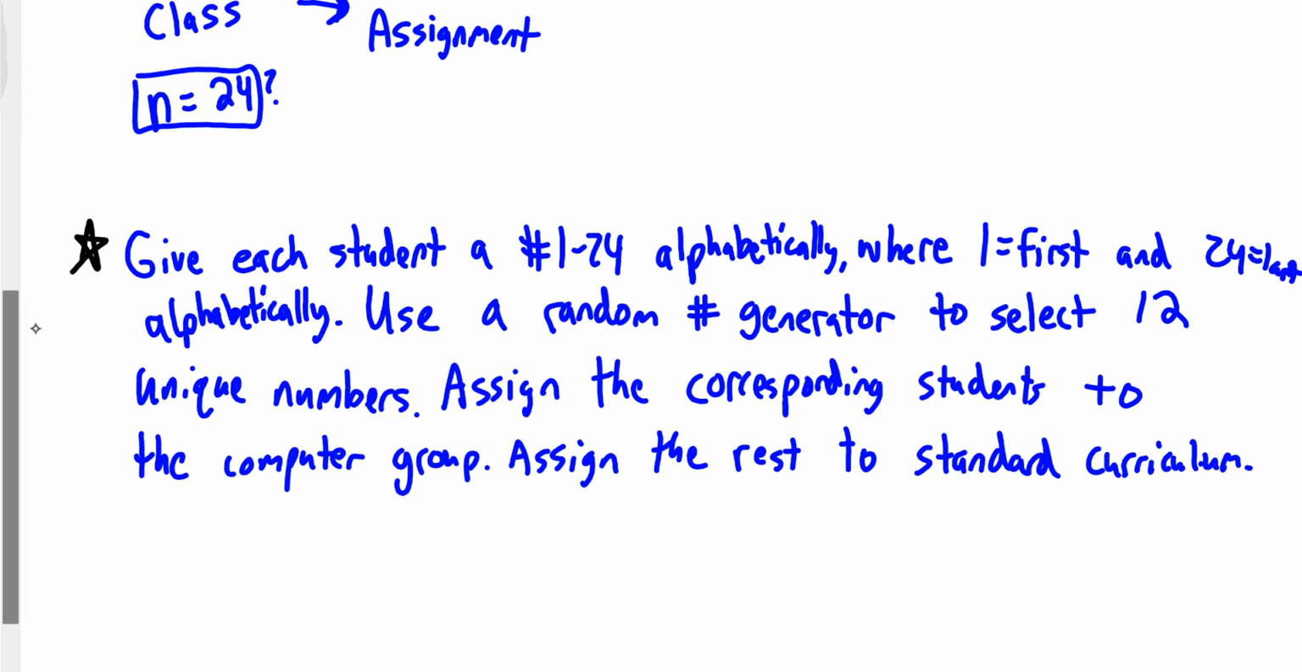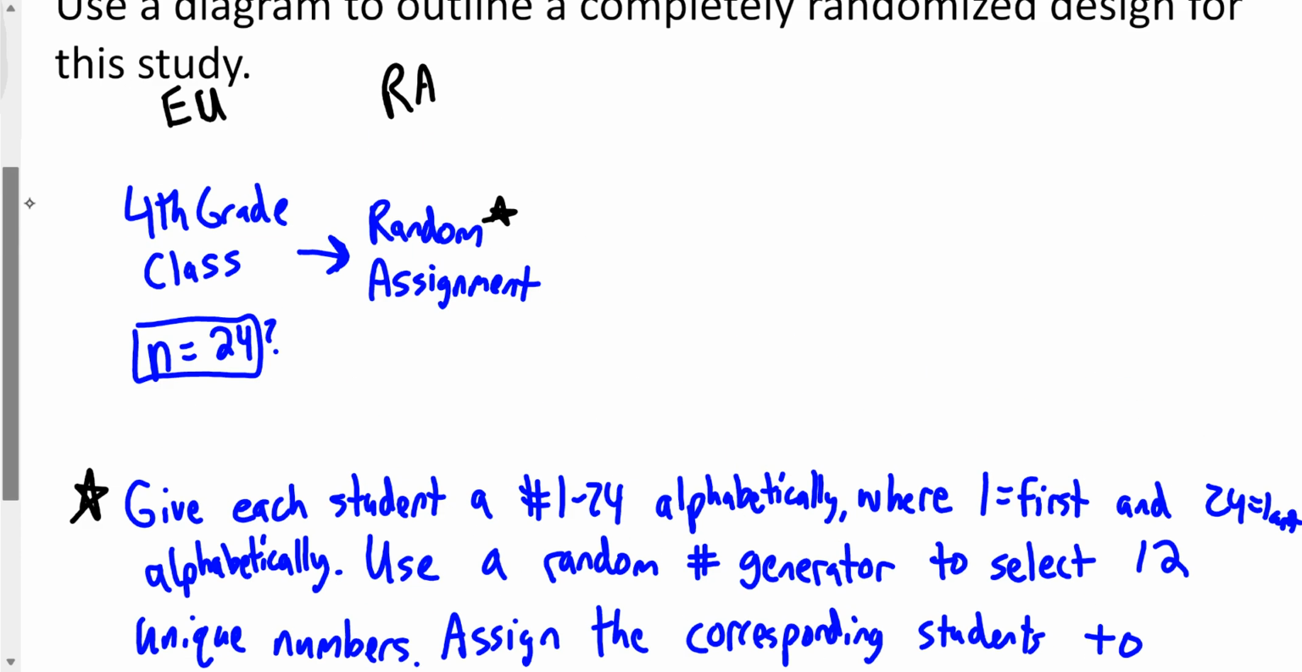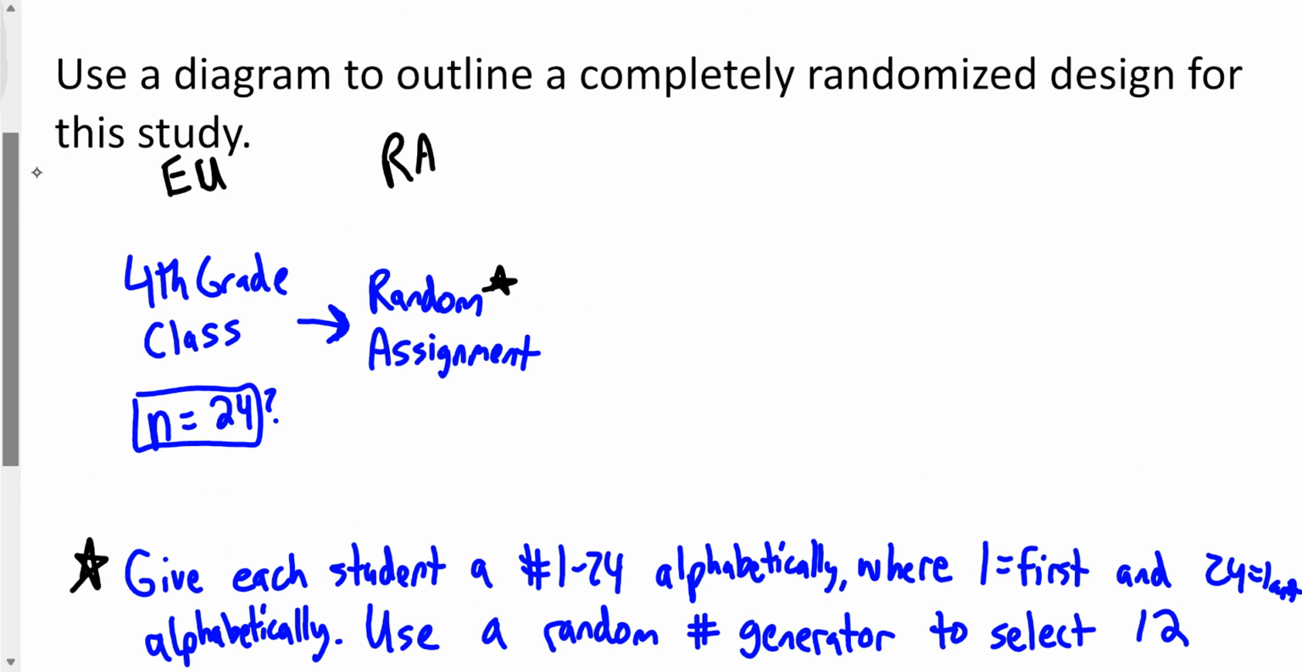If you're picking out of a hat, you could say pick 12 numbers, unique numbers, or without replacement, and then the rest will go to the other part. So that's my random assignment. I don't have to write it in my diagram. I'm just going to write it below. So what happens next is I'm going to actually make this 2. This will take me to 2 groups.